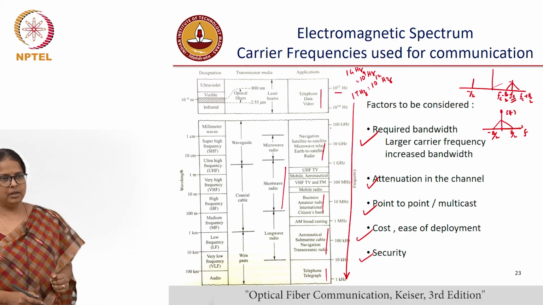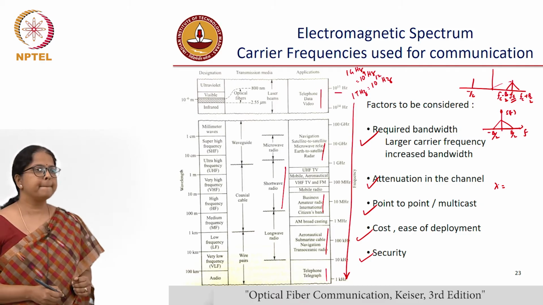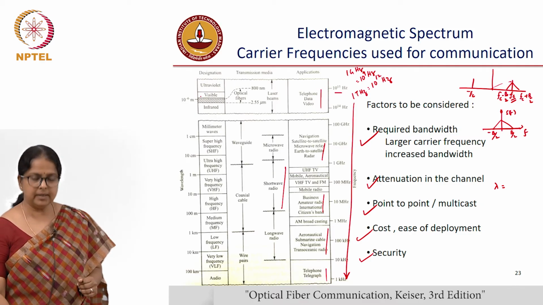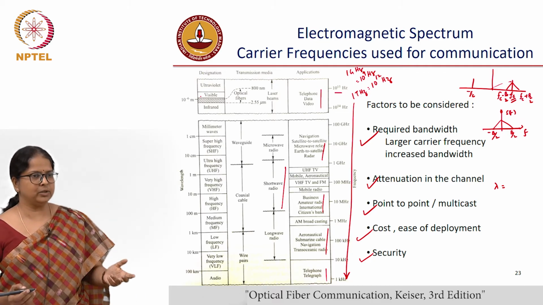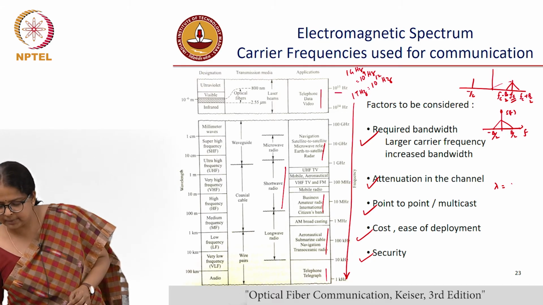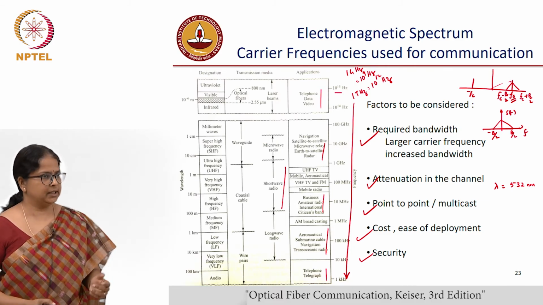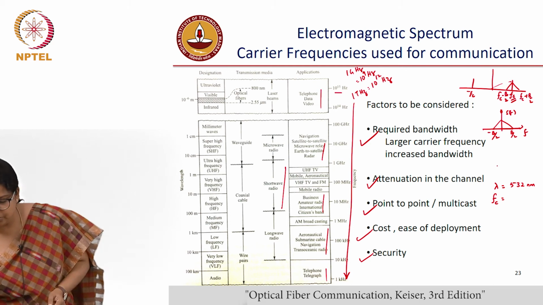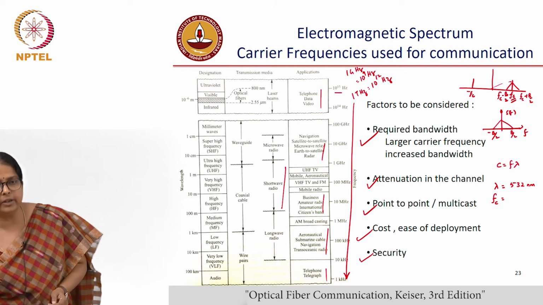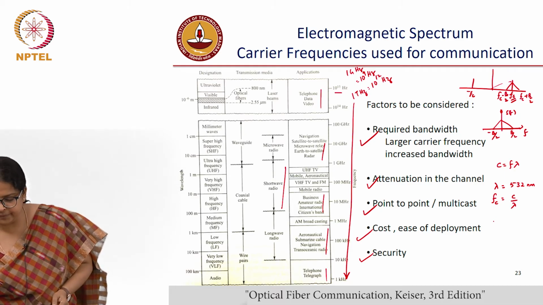Exercise for you. What is the wavelength for visible light? Visible is 400 to 800, 300 to 600 nanometers, and so on. Let's pick a wavelength of 532 nanometer. Can you recognize what color this is? It's green. Exercise: what is your carrier frequency for this? So you know that c is f lambda, we are talking about free space propagation. So f is c over lambda.